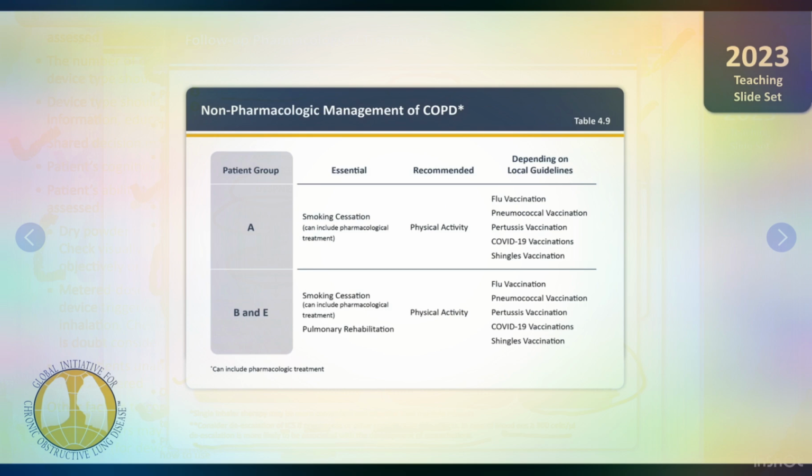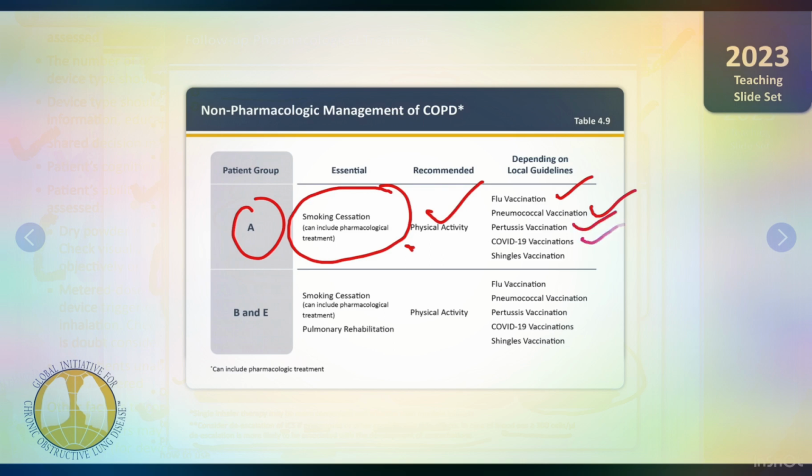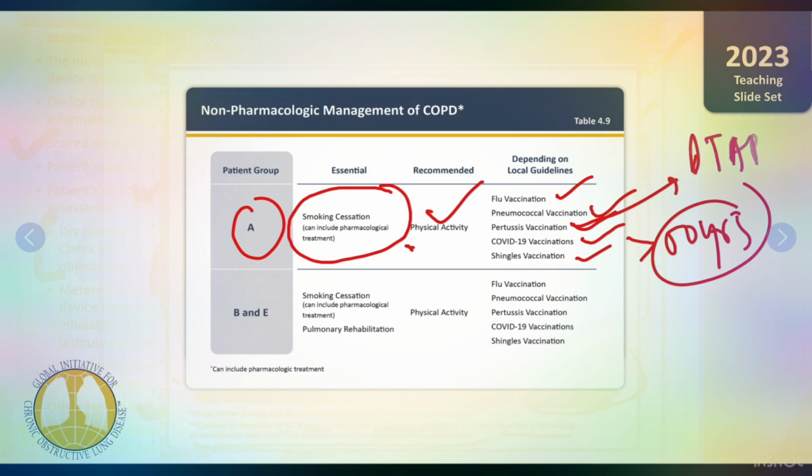After that, they are talking about the non-pharmacological management of COPD. They are telling in group A, we should do smoking cessation and recommend physical activity, and according to the local guideline, flu vaccination, pneumococcal, pertussis, COVID-19 and zoster vaccinations should be given. Vaccination, we know, used to be given for patients more than 50 years of age, and pertussis for those who have not taken vaccination in their adolescence, then we should give them the DTaP vaccine.